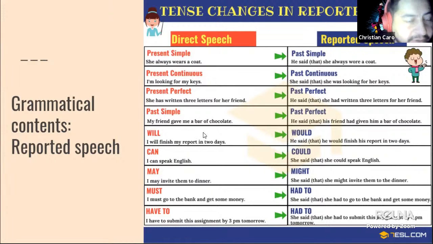And every time we use backshift, o el salto, digamos, en este caso al pasado, we go from present continuous to past continuous, from present perfect to past perfect, from past simple to past perfect, will to would, can to could, may to might, must to had to, and have to to had to. Okay, these are some of the different backshifts that we do, and also we have reported speech with no backshift.